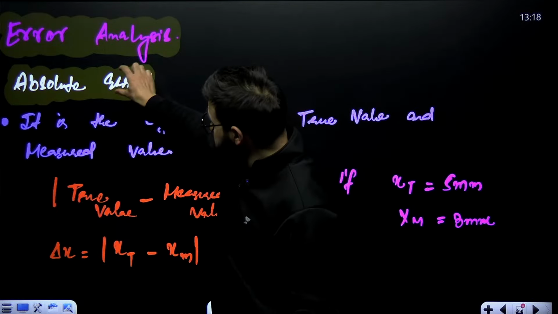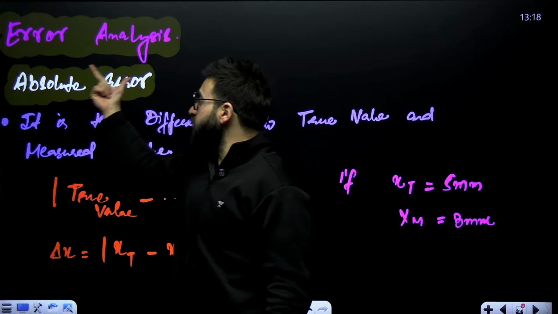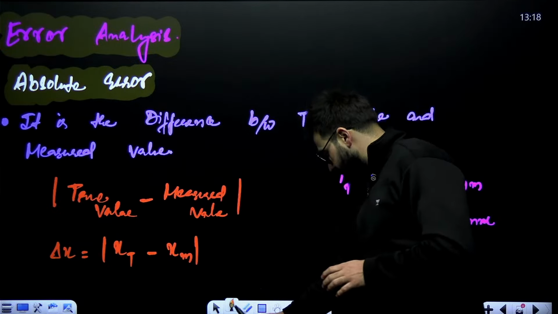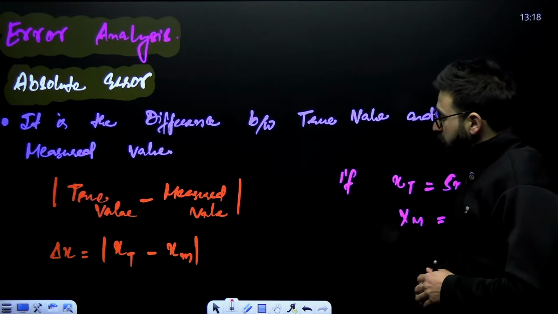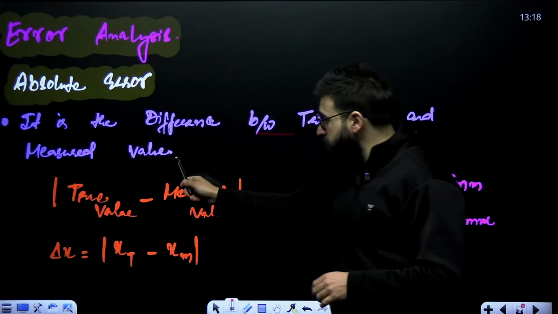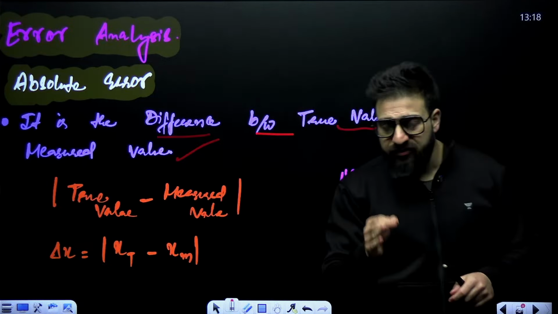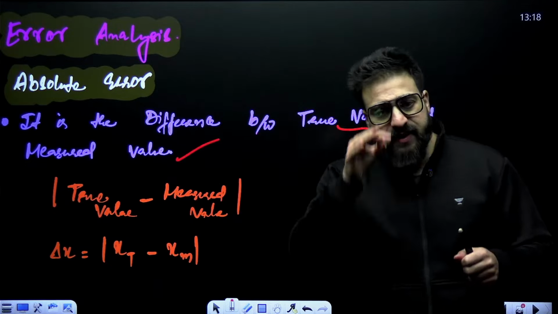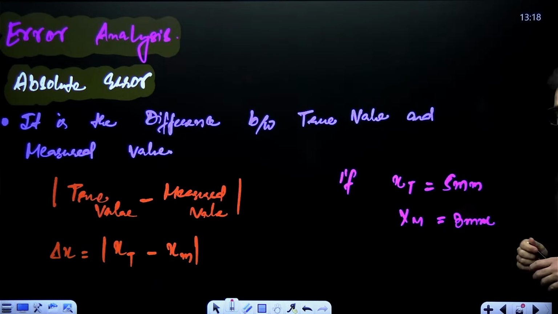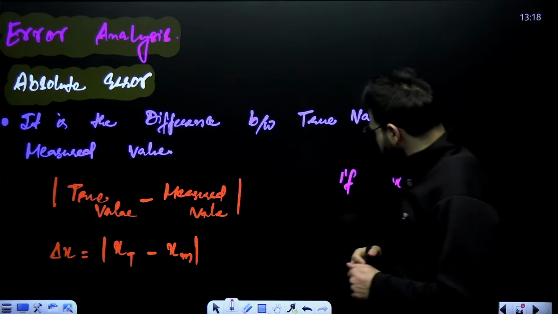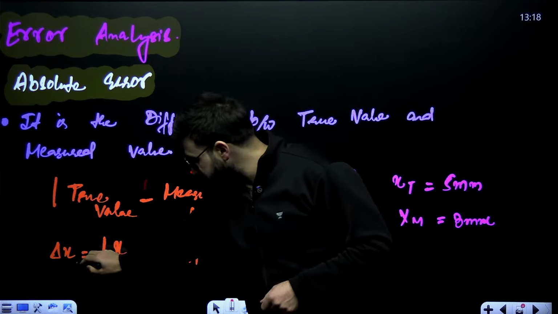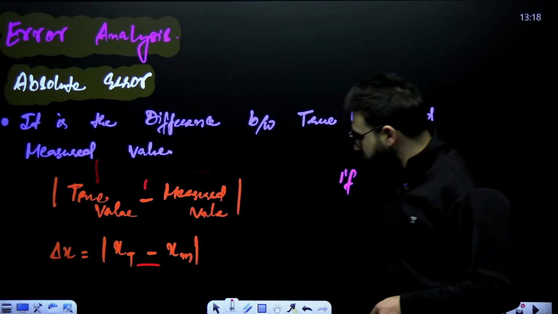So the first error is what we call the absolute error. What does absolute error actually mean? It is the difference between the true value and the measured value. That's what we call the absolute error. My dear friends, we say true value minus measured value, that is what we call delta x. That will be xt minus xm.